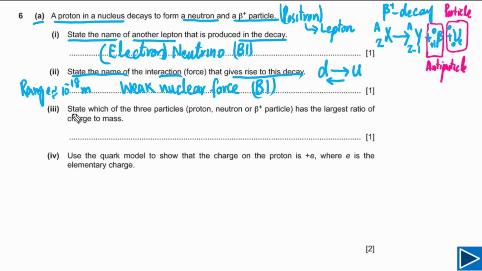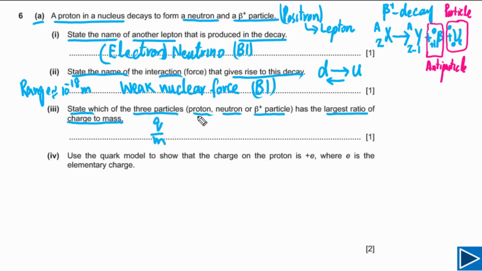For the next part, the question is asking us to state which of the three particles, proton, neutron, and beta plus particle, has the largest ratio of charge to mass. Simply, it is asking us Q by M. Which one has the greatest ratio of Q by M?